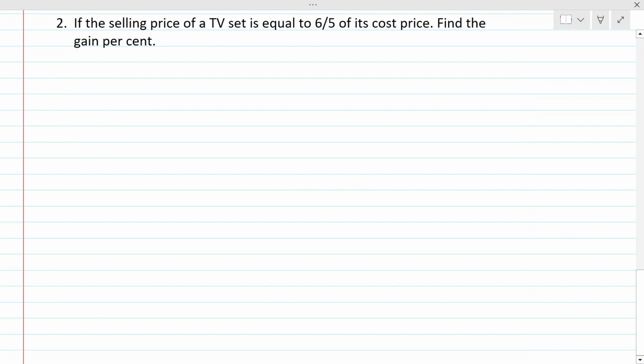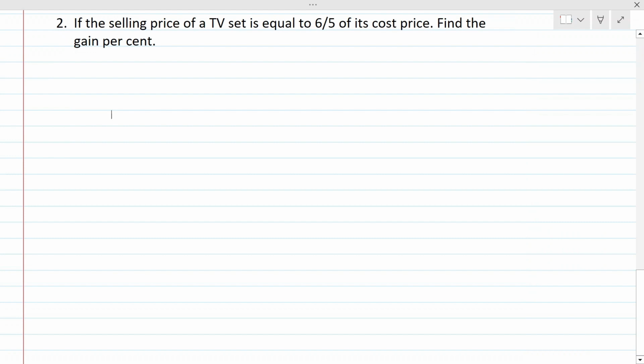The second example is: if the selling price of a TV set is equal to 6 by 5 of its cost price, find the gain percentage. In this problem, they have not given the exact cost price, they have not given the selling price, only the relationship between the cost price and the selling price is given. That is, selling price is equal to 6 by 5 of its cost price. So now, how to find out this?